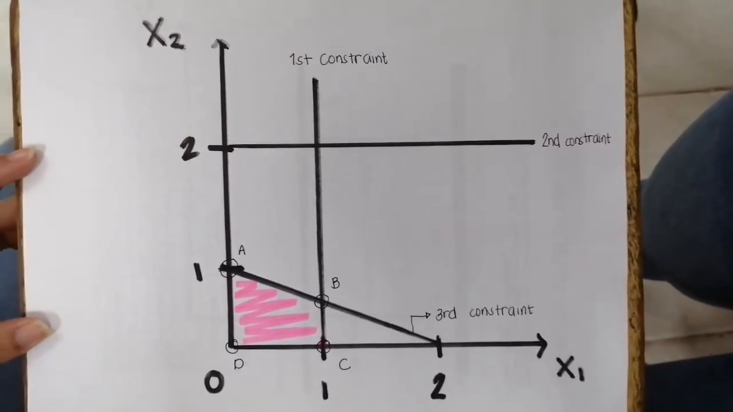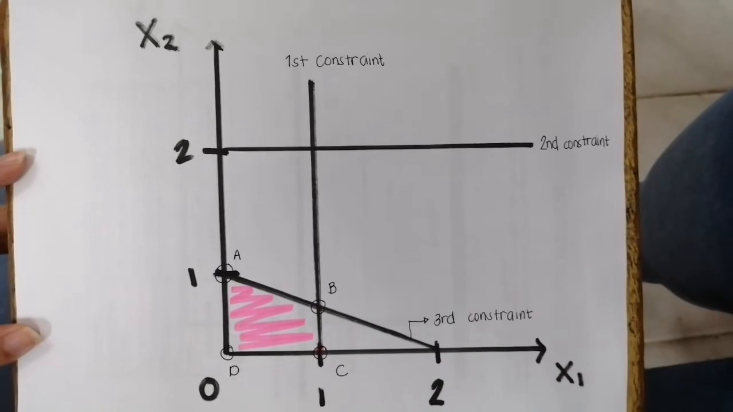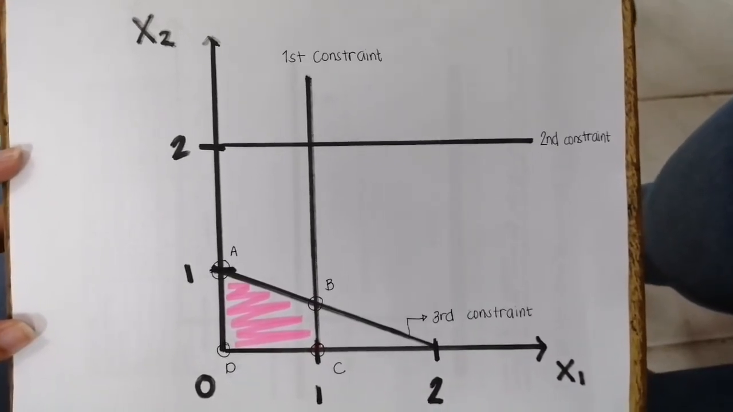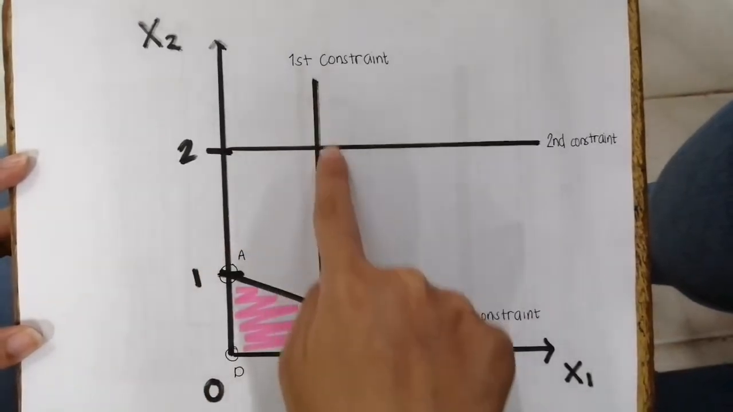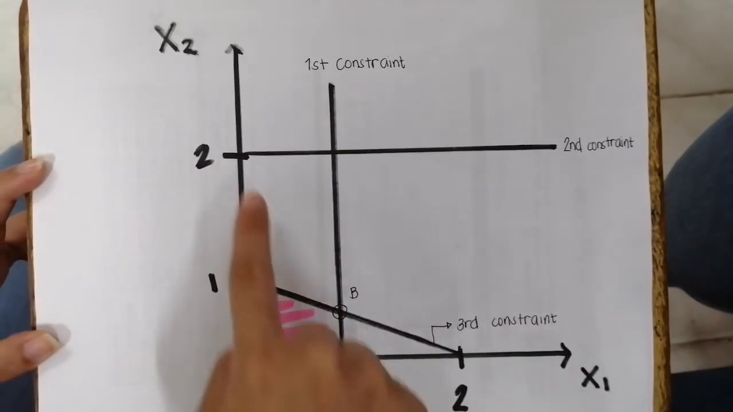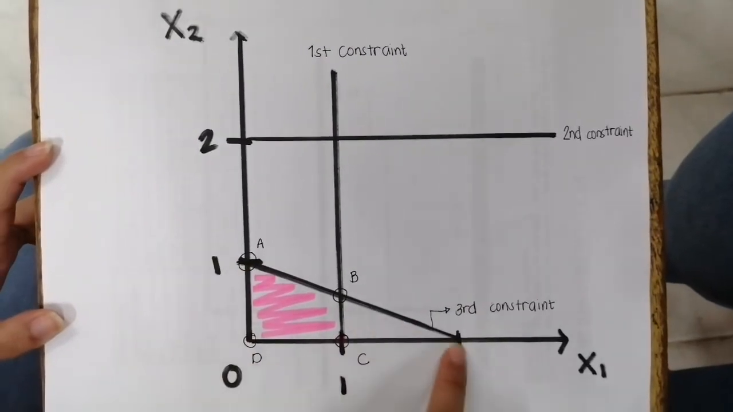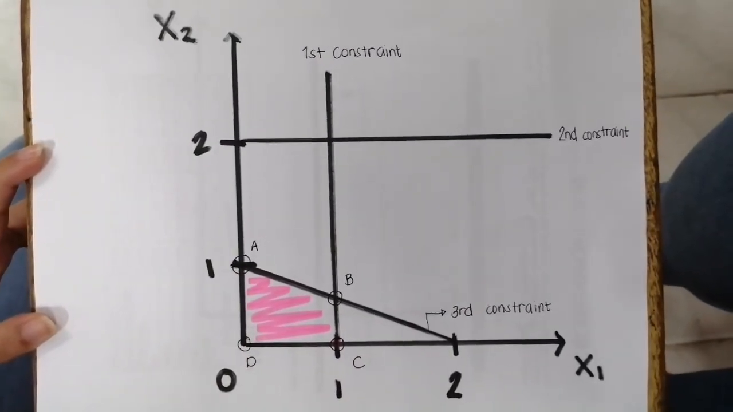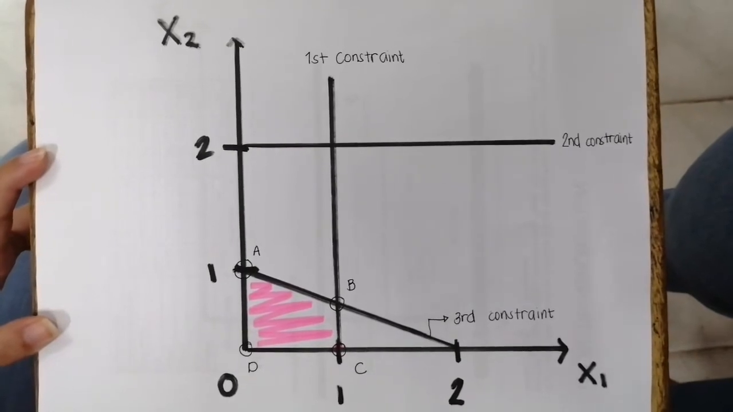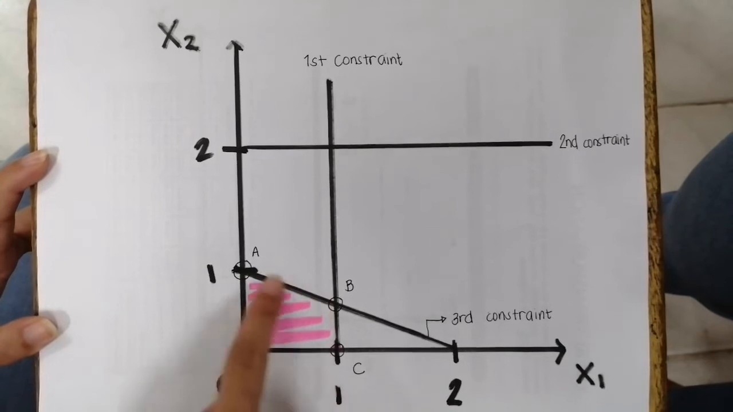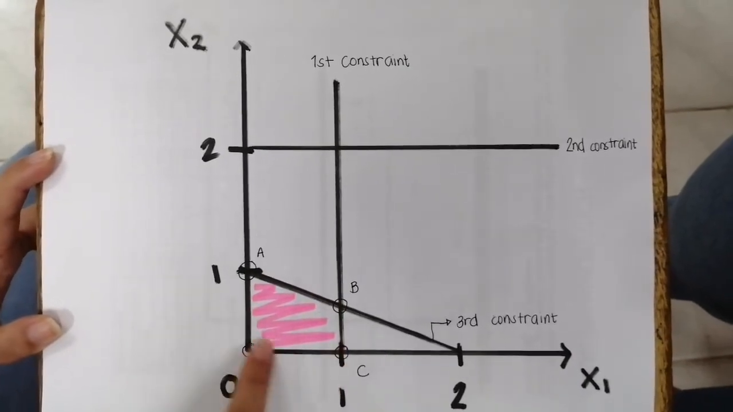In finding our feasible region, we plotted all the points from our constraints. We have here our first constraint, second constraint, and the third constraint. In finding the feasible region, the region where all the constraints intersect, that's the optimal region.